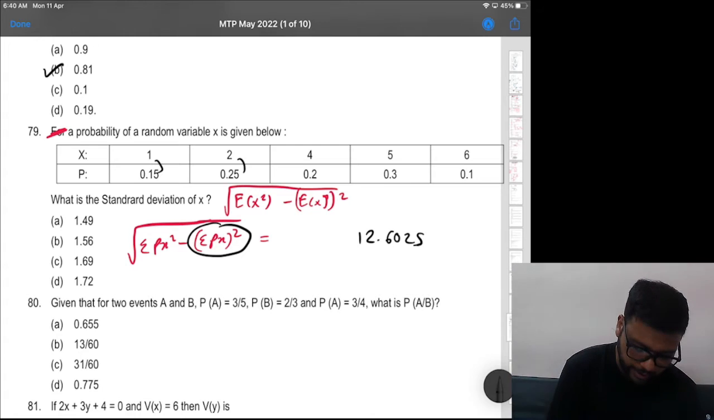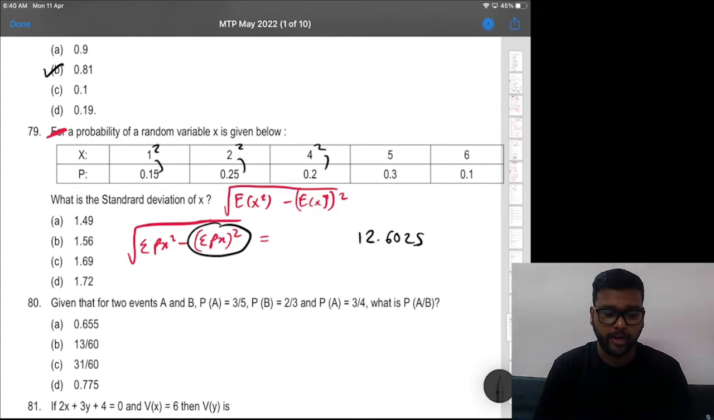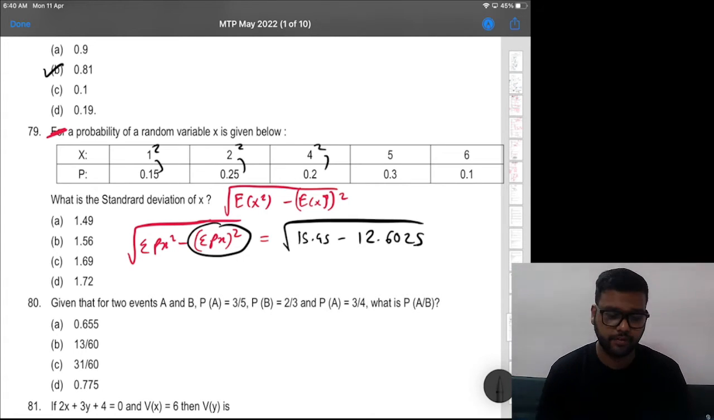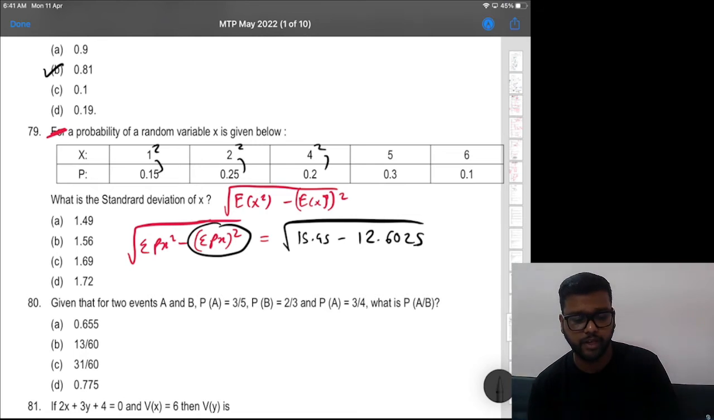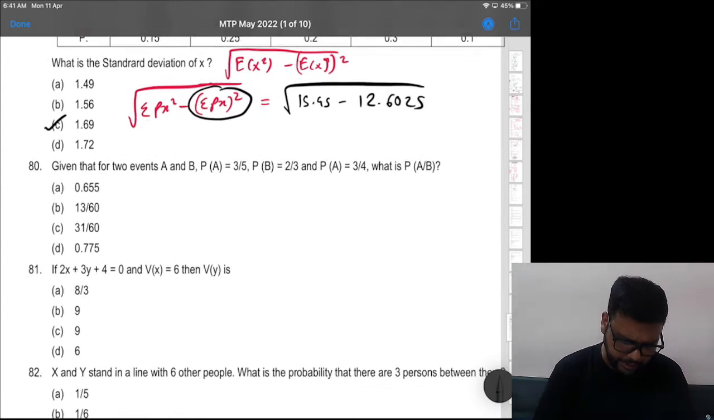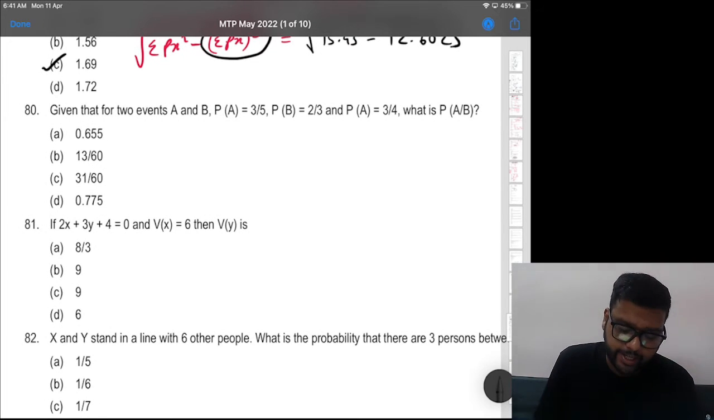And let's do this first part, summation px square. Px square means what? X square into p, x square into p, x square into p, and so on. So 1 square into 0.15 M plus 2 square into 0.25 M plus 4 square into 0.2 M plus 5 square into 0.3 M plus 6 square into 0.1 M plus. If we press MRC, we get 15.45. So 15.45 minus 12.6025 is equal to, and then square root, that is 1.687 or 1.69. Option C.